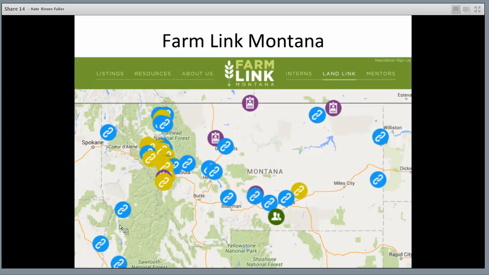But you can also find farming mentors. So someone that is maybe getting out of farming but is looking to rent out their land and maybe mentor someone else who's looking to get in. So it's a neat resource, and again, we have a link to this on our website, or you can just Google FarmLink Montana. This is their land link website.